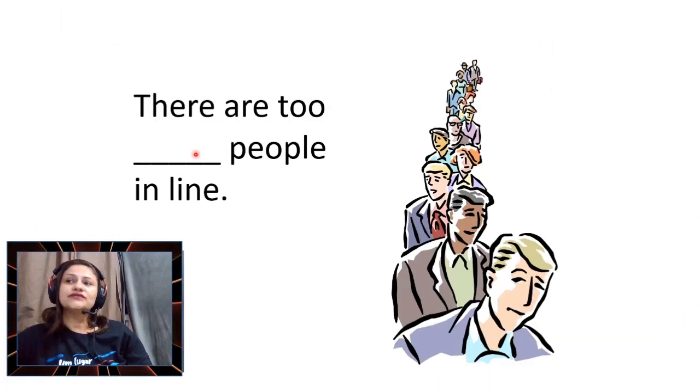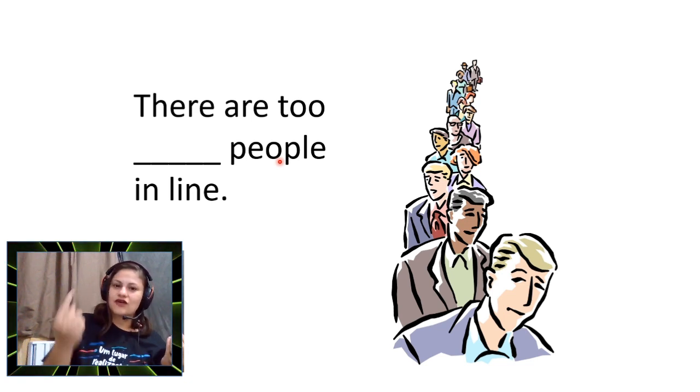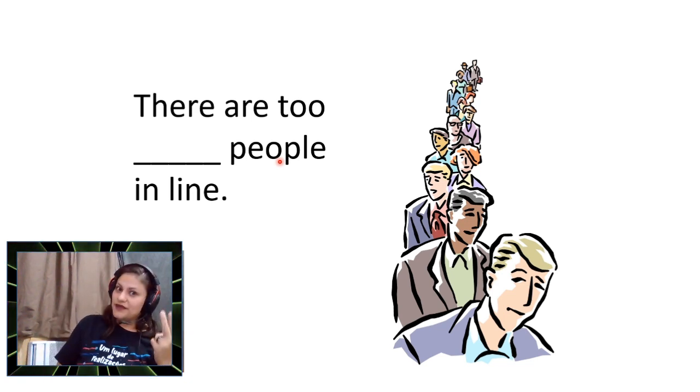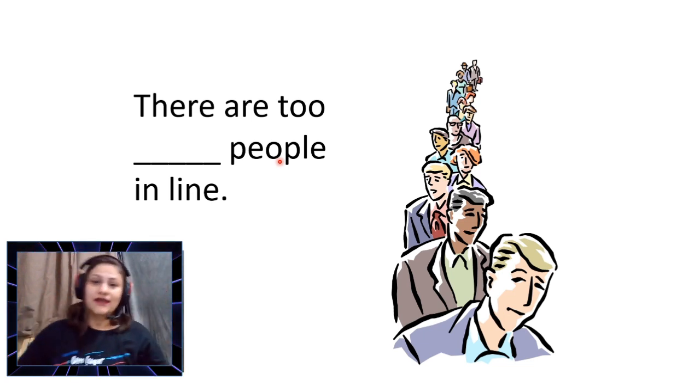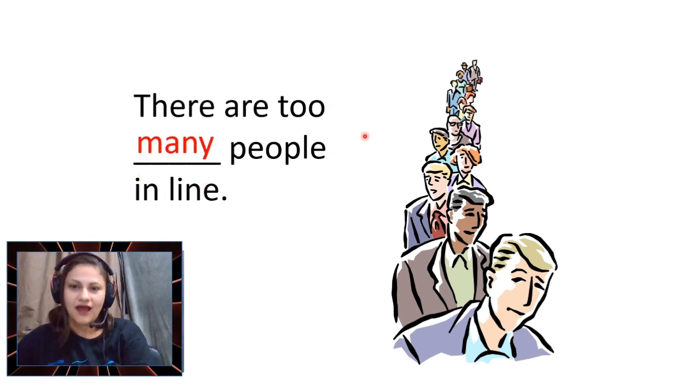There are two people in line. Guys, pay attention here. People is an irregular plural. People is the plural of person. I have one person and two people. But people, I can count. I can say 2 people, 10 people, 1,000,000 people. So be careful here. So if I can count people, I use: there are too many people in line.